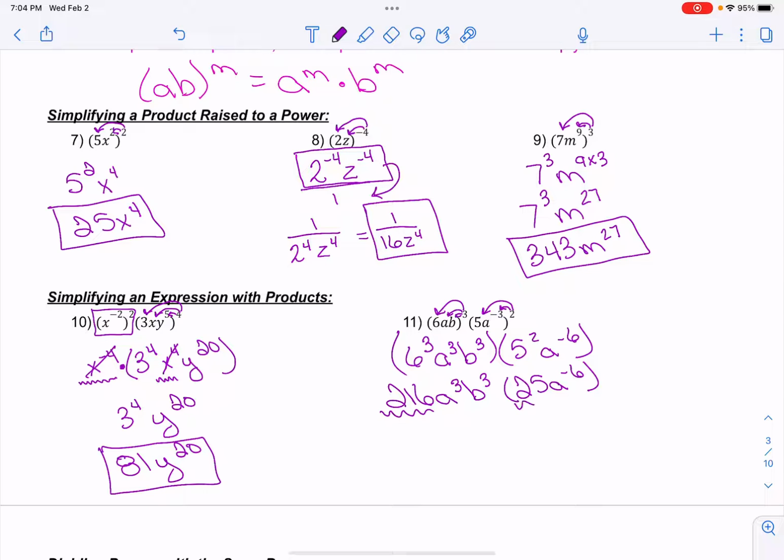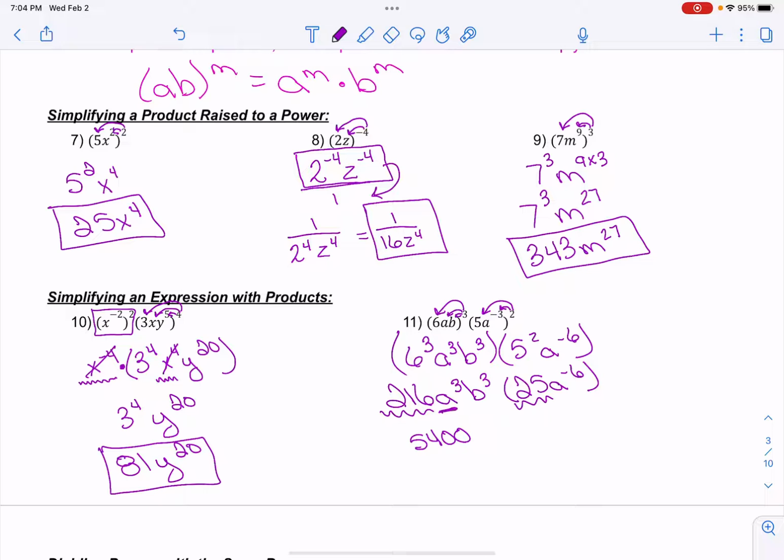Remember, we have these numbers here. We have 216 and 25. They are being multiplied. That still has to happen. That should be our first thing that we look at. So 216 times 25 gives us 5,400.